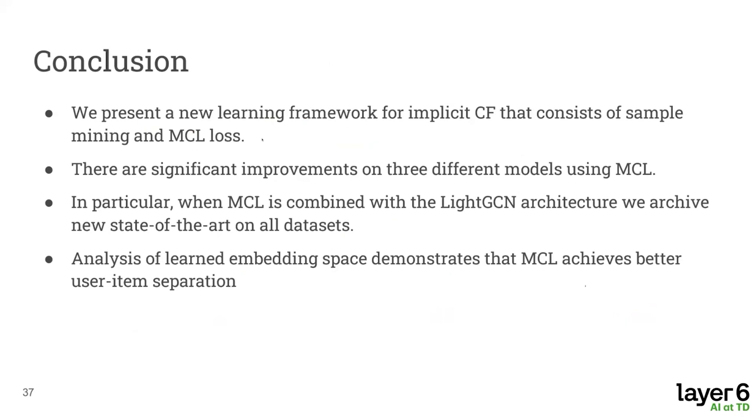In this paper, we present a new learning framework for implicit CF that consists of sample mining and also MCL loss. There are significant improvements on three different models using MCL across four datasets. In particular, when MCL is combined with LightGCN, we achieve the new state of the art on all datasets. Analysis of the learned embedding space demonstrates that MCL achieves better user item separation compared to BPR and triplet loss.